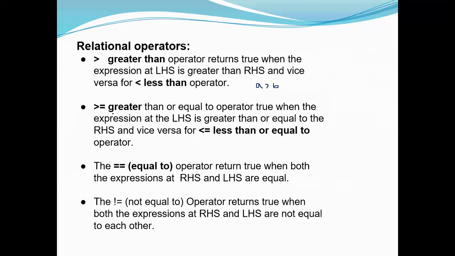Similarly, we have A greater than or equal to, A less than or equal to, A less than B, and A double equal B. If I say A double equal B, it means that both A and B are exactly the same. There is a difference actually. If I say A single equal B, then I'm actually giving the value of B to A. That is assignment. If I say A double equal B, then I'm comparing A and B to check whether they both have the same values.